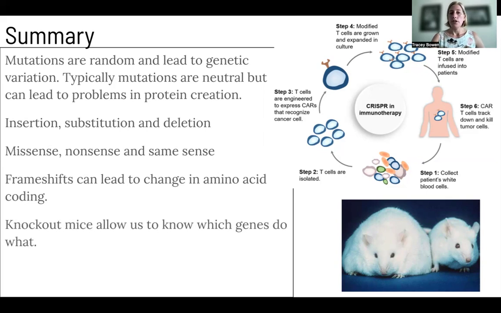Knockout mice allow us to know what genes do, and then CRISPR-Cas9 allows genes to be modified in our DNA.